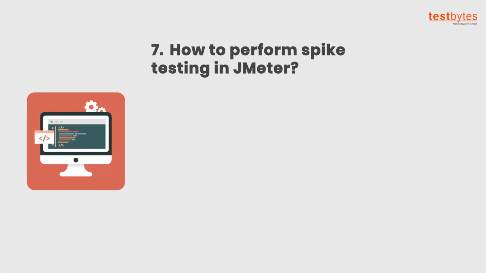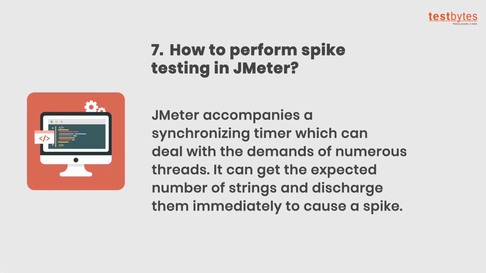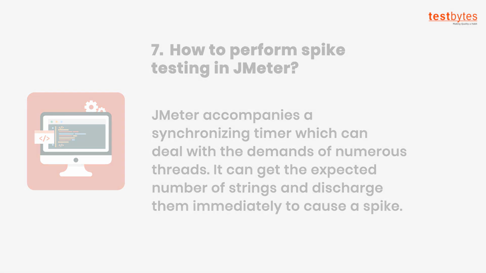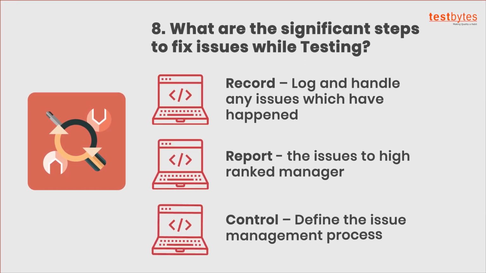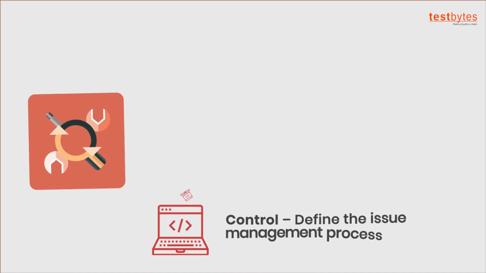Number 7. How do we perform spike testing in JMeter? JMeter accompanies a synchronizing timer which can deal with the demands of numerous threads. It can get the expected number of threads and discharge them immediately to cause a spike. Number 8. What are the significant steps to fix issues while testing? Log and handle any issues which have happened. Report the issues to a high-ranked manager. Define the issue management process.